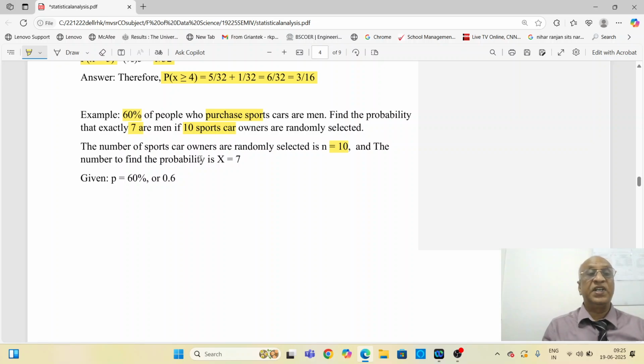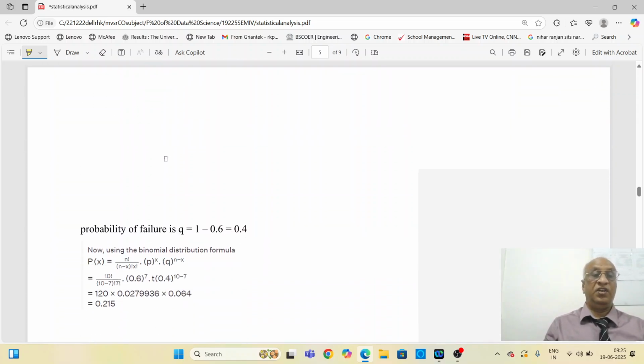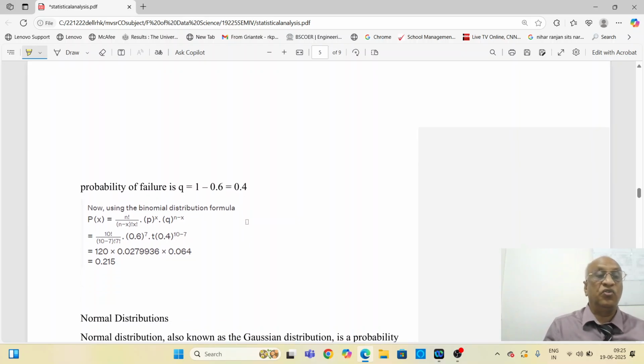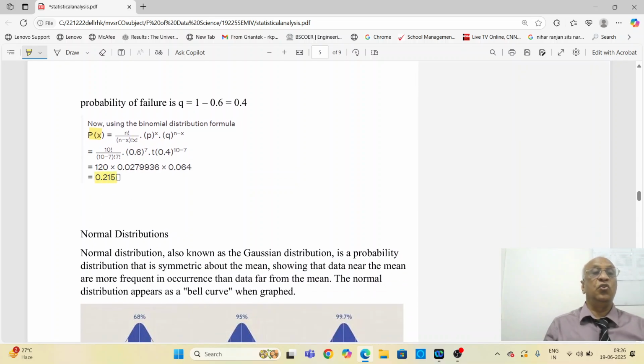What is the value of x expected? 7. Okay, and what is the probability percentage? 60%, that is 0.6 success. And what is the failure? Then 1 minus 0.6, that is 0.4. Same thing we'll be using. Probability of x is equal to n factorial by n minus x factorial times x factorial, p to the power of x, q to the power of n minus x. So 10 factorial by 10 minus 7 factorial, 0.6 to the power of 7, 0.4 to the power of 3. That comes to be 0.215.